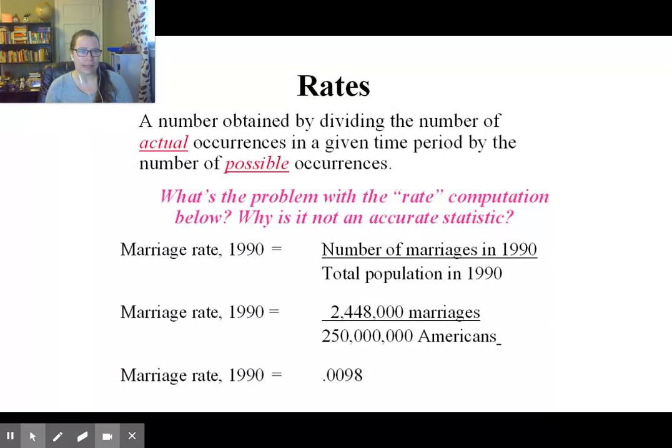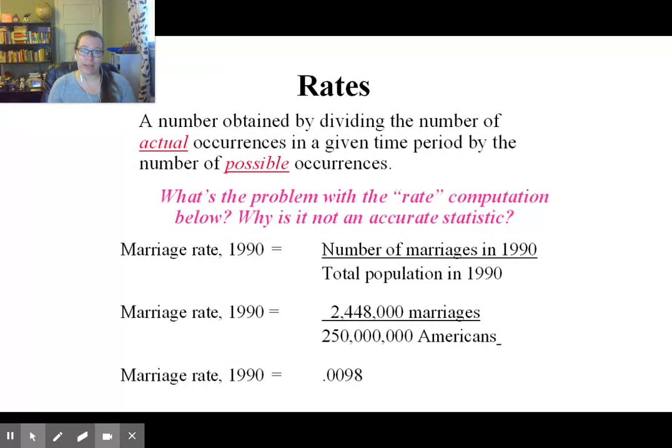How would we calculate this? There are 250 million Americans, however, 2 of them have to get married. But even if we divided that by 2, that still might not give us the most accurate statistic, because maybe we're counting different things or different people. We don't really know exactly how many people were married in the US compared to the population. What about people who got married more than once in that year? What about divorces? What about all of this other stuff? So rates aren't always the most accurate statistic.